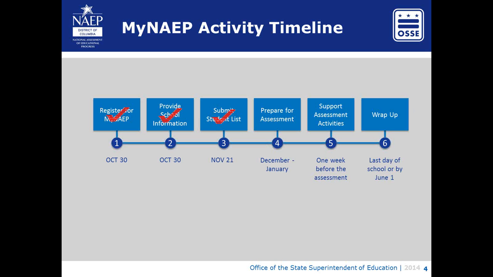Registration and school update information was completed in October and early November. The school student lists were submitted for the district as of November 21st. This includes all students in grades 4, 8, and 12 at the participating schools. The student information was securely uploaded via NAEP's electronic filing process. Now we are moving into the next phase of prepare for assessment.